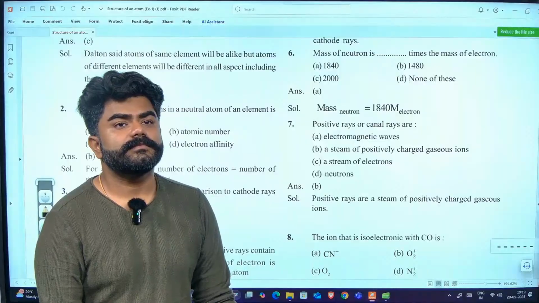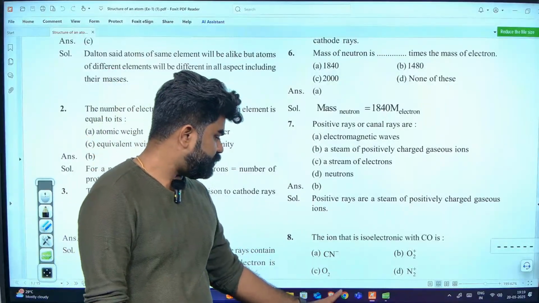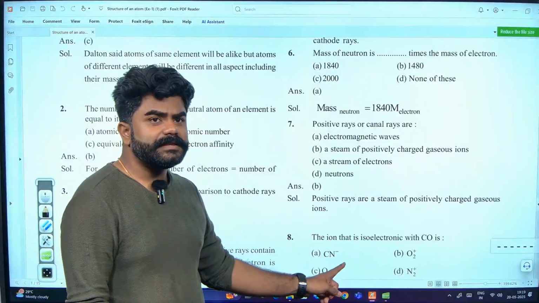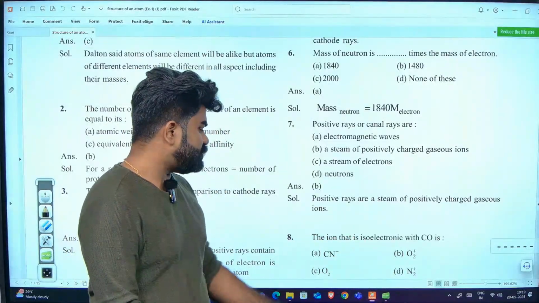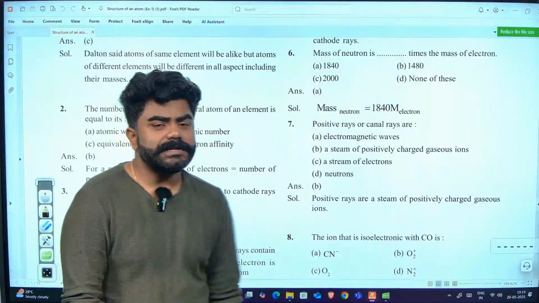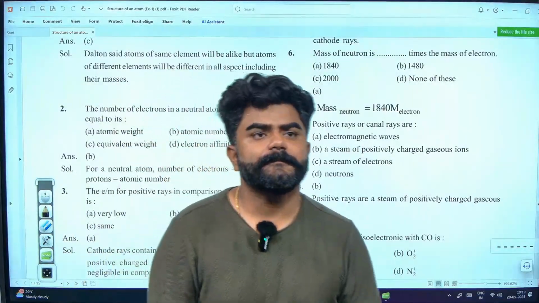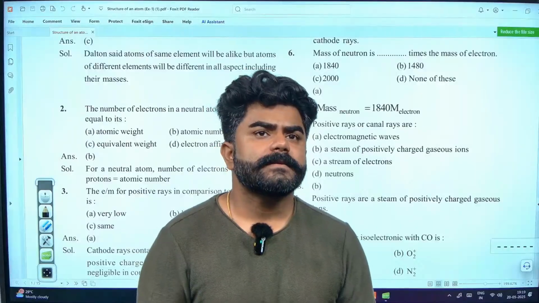Sir, may I know what the options are? Can you see it here? Option A is CN minus. Option B is O2 plus. Option C is O2 and option D is N2 plus. Thank you, sir.